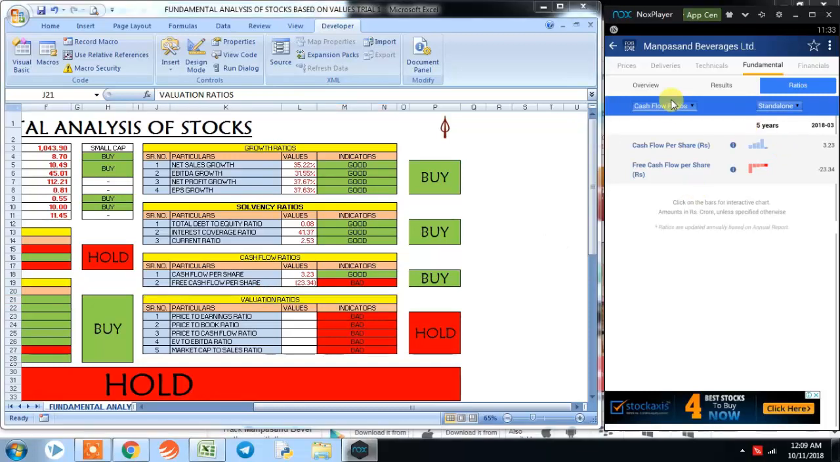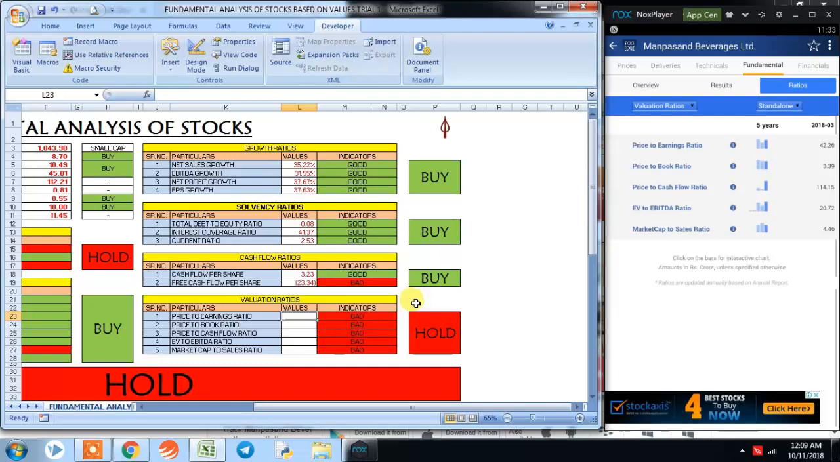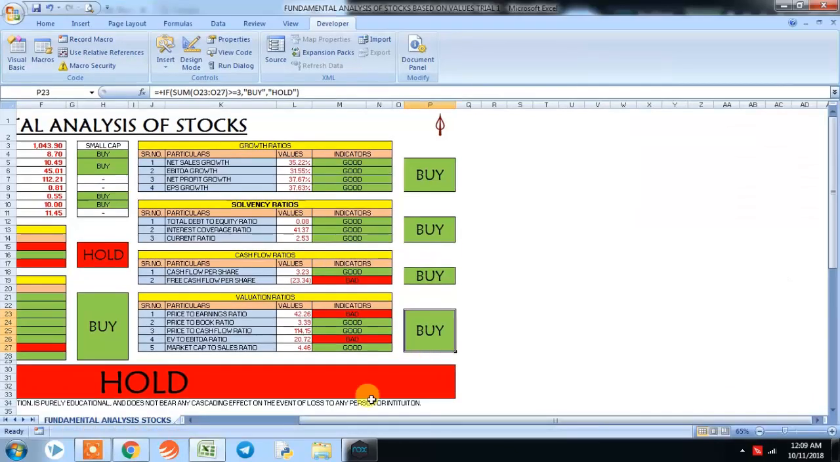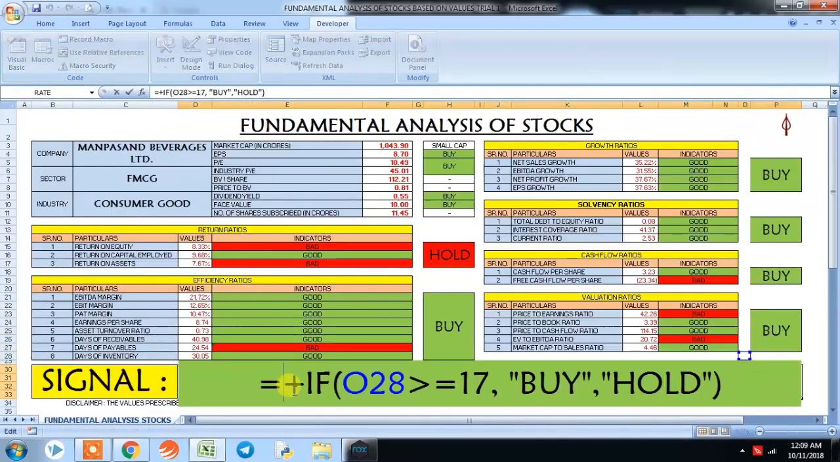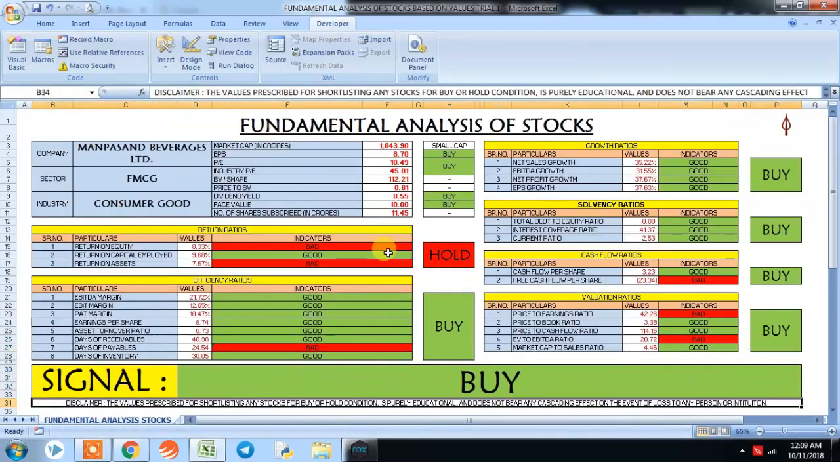Now coming on to valuation ratio, the first is price to earning ratio, which is 42.26, price to book ratio is 3.39, price to cash flow ratio is 114.15, EV to EBITDA ratio is 20.72, and market cap to sales ratio is 4.46. So overall valuation ratio has also given us a signal to buy this stock at this point of time. Now the program in its entirety has given us a signal to buy this stock at this point of time.